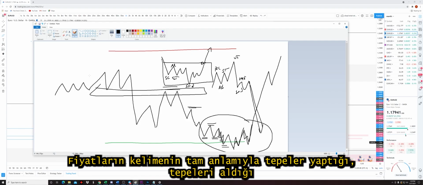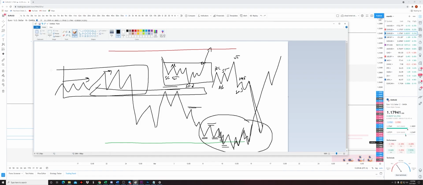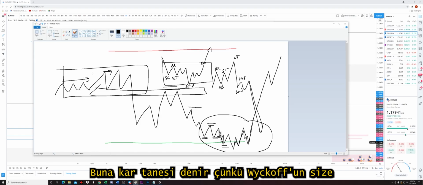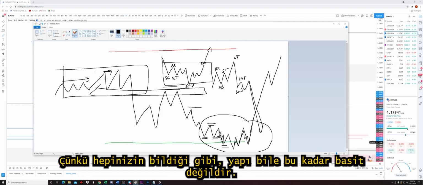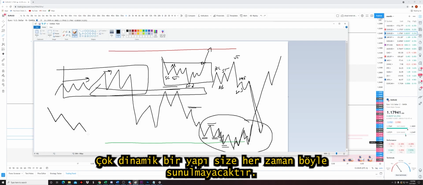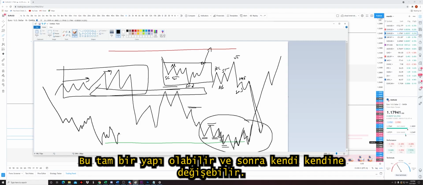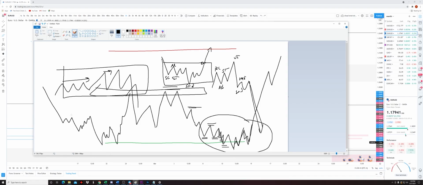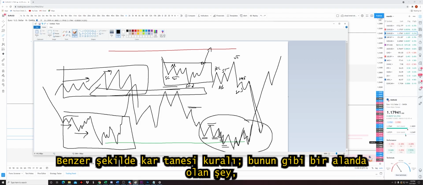If you can find any area where prices literally have highs, take out the highs, have highs, take out the highs, and put a box around it, what's happening is a form of Wyckoff. It is known as a snowflake because the way that Wyckoff is going to be delivered to you can be very substantial and very different. Why is that? Because as you all know, structure even is not as simple as this. Structure can be very dynamic. Structure will not always be delivered to you like this in a bearish run. Structure can be delivered like this in a bearish run, right? This can be full on structure and then it can shift. This itself, if you take a look at lows, the liquidation of those lows, and put a box around it, again, similarly, the Snowflake Rule.